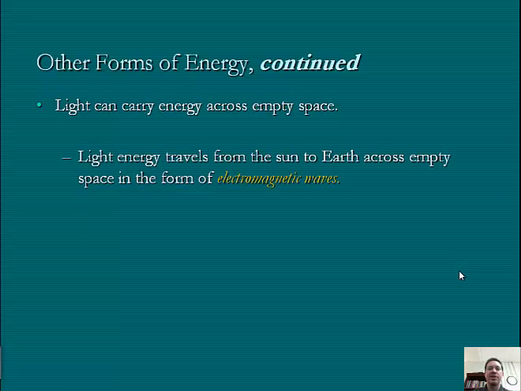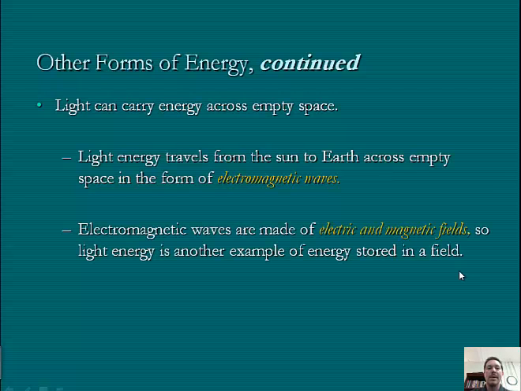Light can carry energy across empty space. Light energy travels from the sun to Earth across empty space, and we call the form electromagnetic waves. Electromagnetic waves are made up of electric and magnetic fields, so electromagnetic is where it gets its name. So light energy is just another example of energy stored in a field. We tend to see these electromagnetic waves as visible light, but they do occur as ultraviolet or infrared as well.